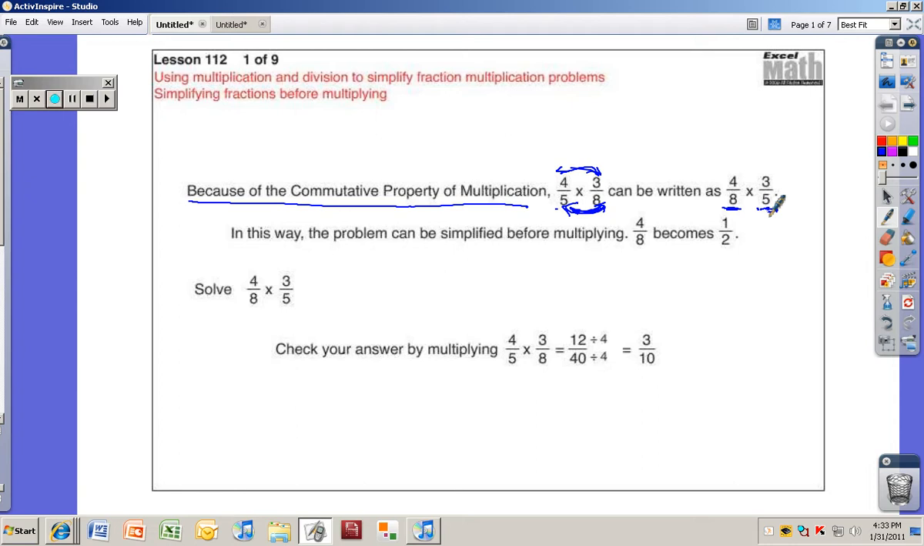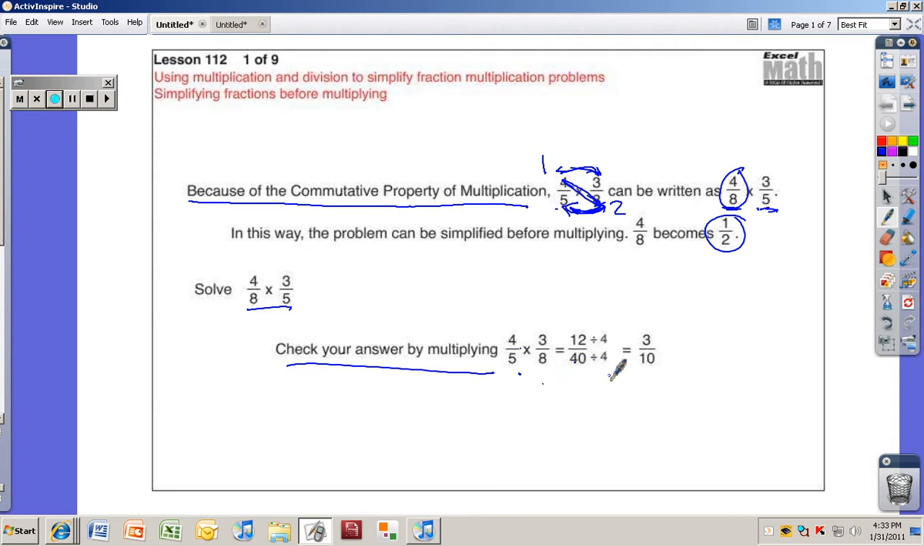Well, look, 4/8 can be changed to 1/2. Which means that I can change the 4 and the 8 right here to 1/2. I don't really have to rewrite that. So we solve it. Check your answer by multiplying. 4/5 times 3/8 is 12/40.